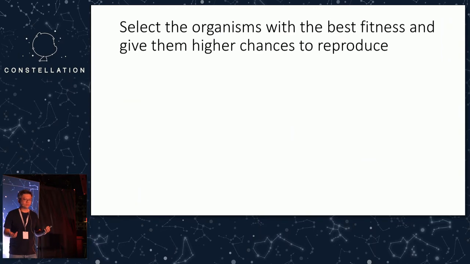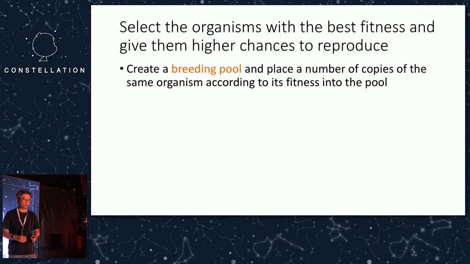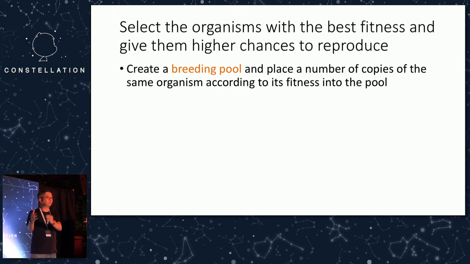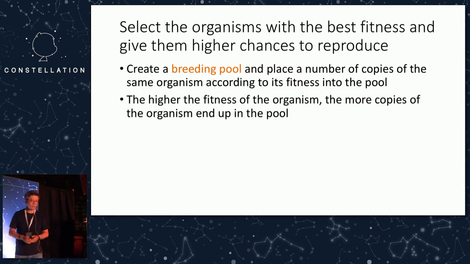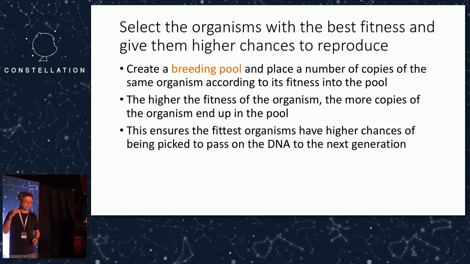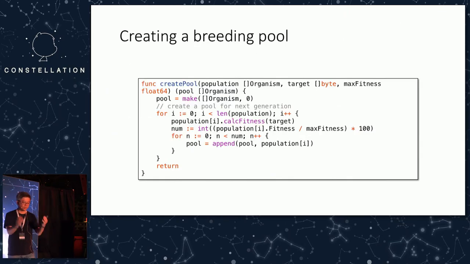So the next thing we want to do is to select the organisms with the best fitness and give them a higher chance to reproduce. What we do is create something called a breeding pool, which is a mechanism that places a number of copies of the same organism according to its fitness. So the fitter it is, the more copies of it you will find in the breeding pool. Okay, and why do we do this? This is because we want to give it a higher probability of being picked to pass on the DNA. Okay, so this is the code.